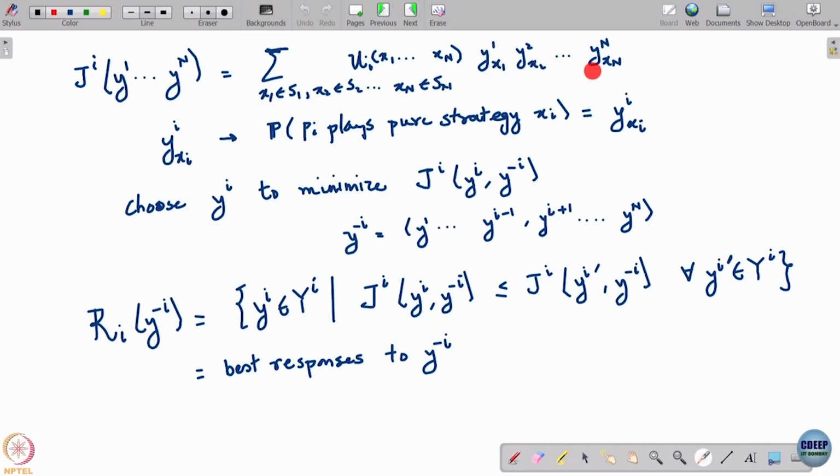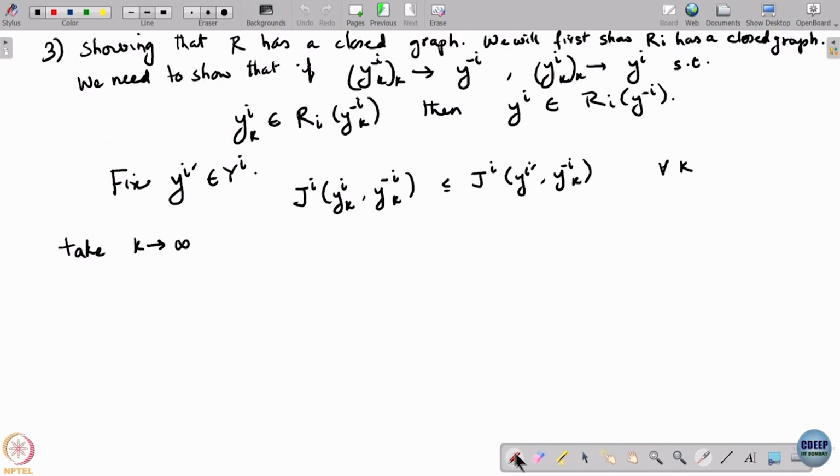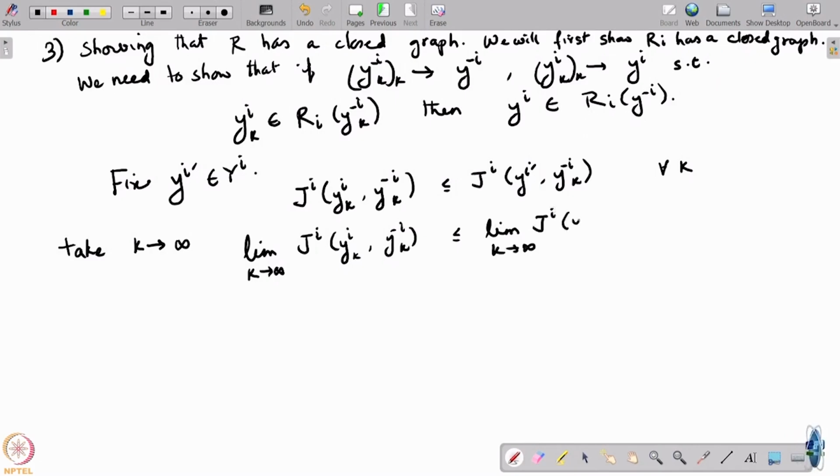So, it is therefore a continuous function of its argument. It is a polynomial in y1 to yn, so it is therefore continuous in y1 to yn. So, therefore, when I take the limit here as k tends to infinity, this is going to be the limit as k tends to infinity of ji of yi dash comma y minus ik.